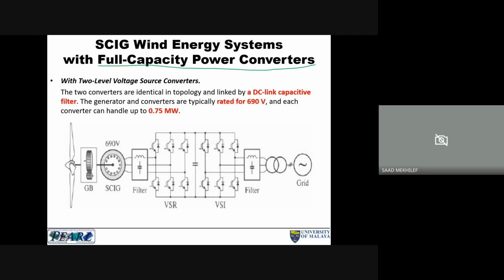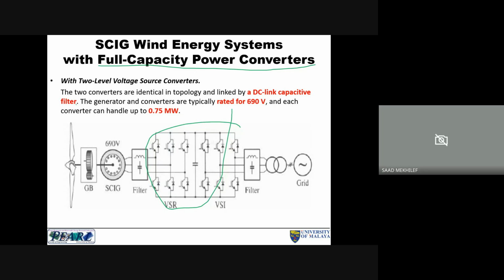You can see here we have the gearbox, the generator, a single generator, and then the filter, and then a rectifier circuit, and then the inverter. So what does this mean? If we are talking about megawatt level here, the converter has to be of megawatt level, so there are maybe many series and parallel connections of these devices to achieve the power requirements.